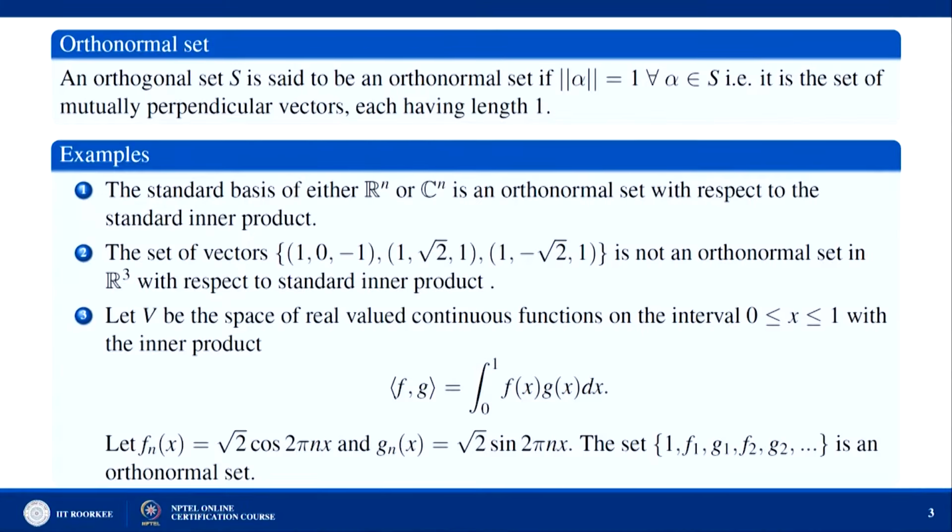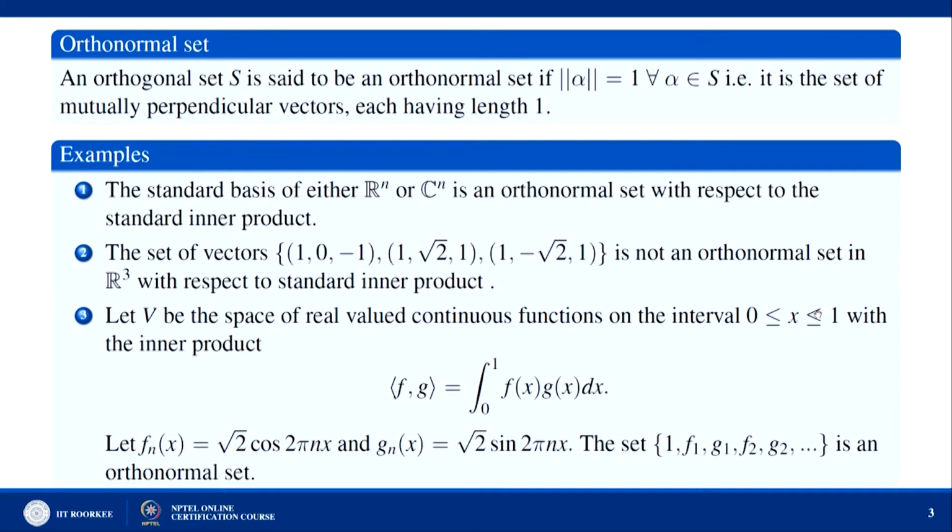There are various examples to verify that a set of vectors is orthonormal. Suppose you have the standard basis of Rn. What is the standard basis of Rn? It is simply 1, 0 and so on up to 0; then 0, 1, 0 and so on up to 0; and similarly 0, 0 and so on, 0, 1. If you take the inner product of any two distinct vectors in this set, it is 0. You can simply verify: 1 into 0 is 0, 0 into 1 is 0. And the norm of any vector in this set is 1. So we can say that this set of vectors is an orthonormal set.